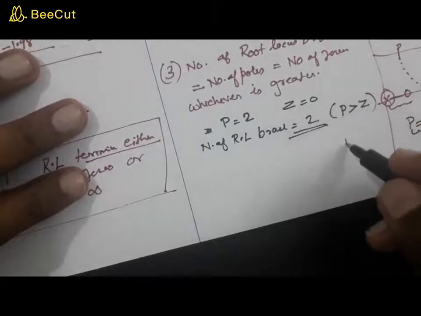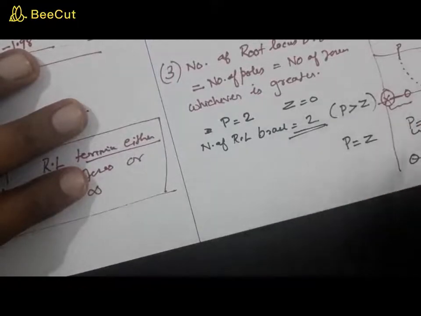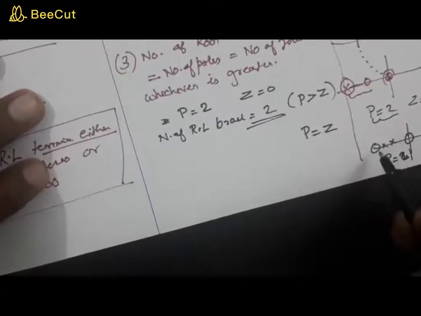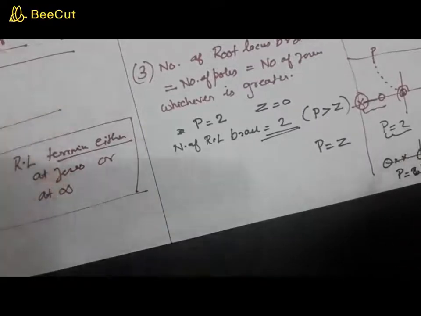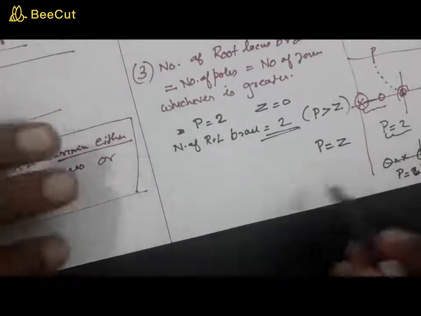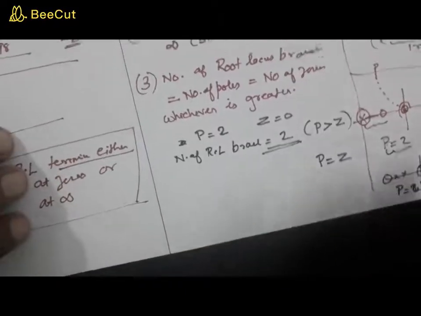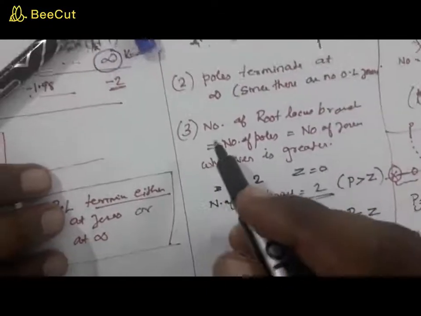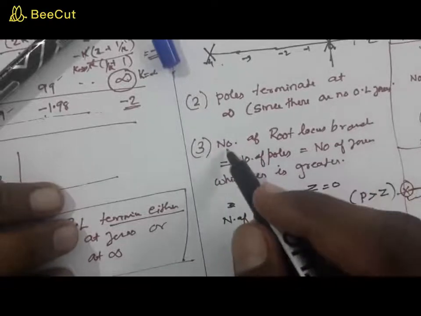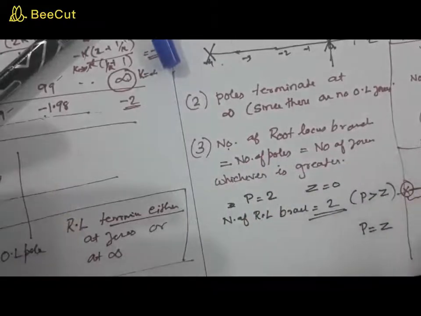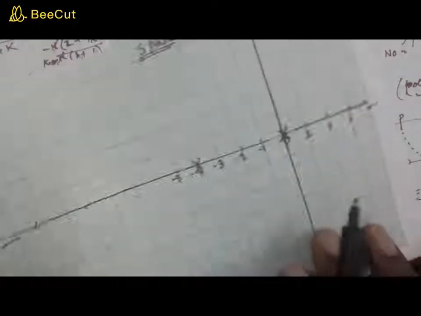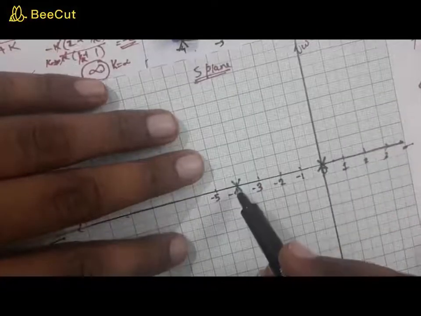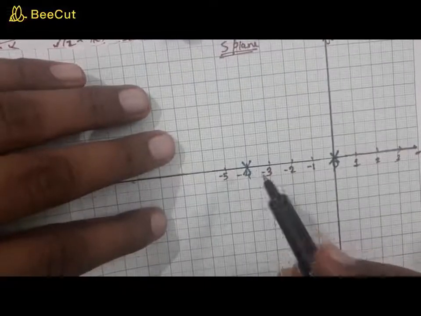Now what happens if p is equal to z? Suppose you can have two scenarios like this. You can have a scenario where p is equal to 2, z is equal to 2. So that means each pole has each zero. The problem is solved. That means you have two RL branches. So this is how you need to check the number of root locus branches. In this example you have two root locus branches, one starts from s is equal to 0, the other starts from s is equal to -4.